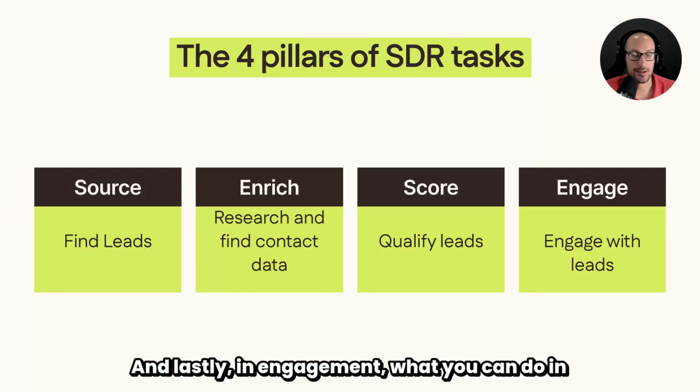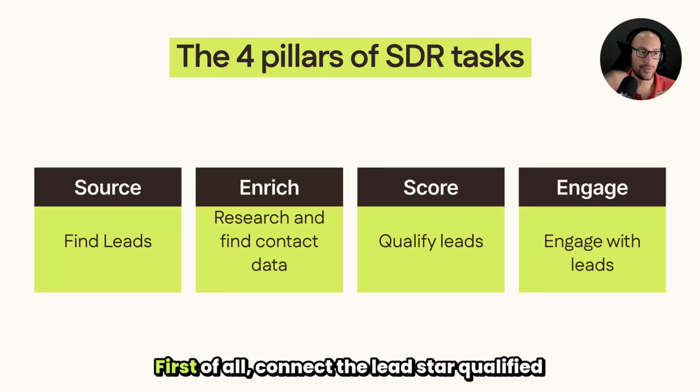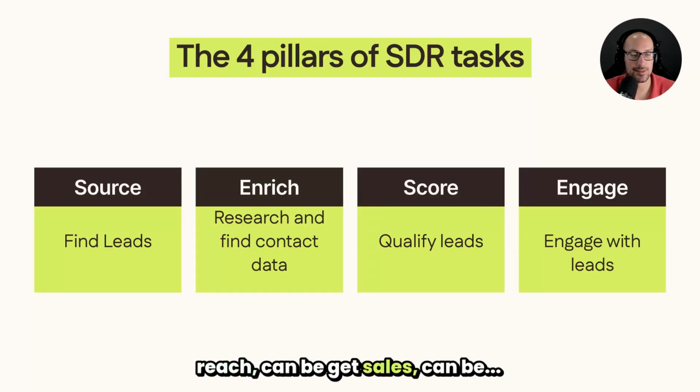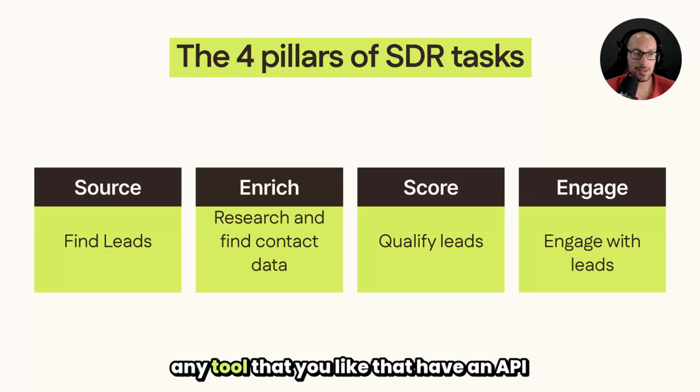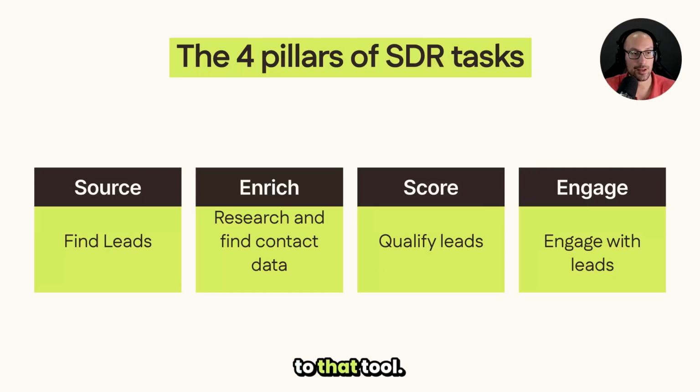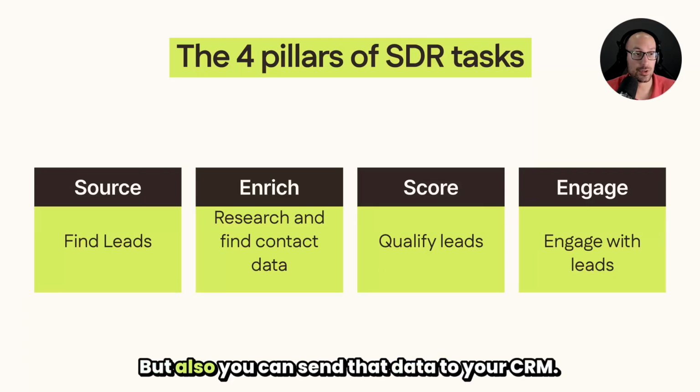And lastly, in engagement, what you can do in Clay is, first of all, connect the leads that are qualified to a sequence tool. That can be Smartlead, Instantly, Headreach, GetSales, or any tool that you like that has an API endpoint. You are able to send data from Clay to that tool. But you can also send that data to your CRM.